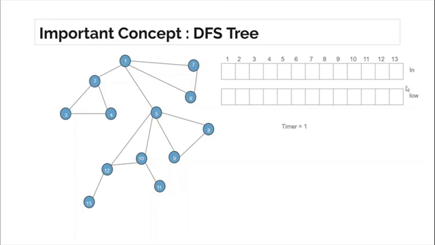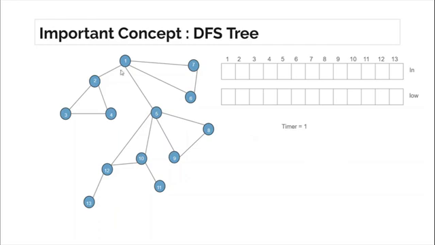Here, since there are 13 nodes, we have two arrays of size 13. This array would store the in time of the node. In time is the time at which you enter a node, and low time indicates the lowest ancestor to which you can reach using some of the back edges. Now we initialize the timer with 1.